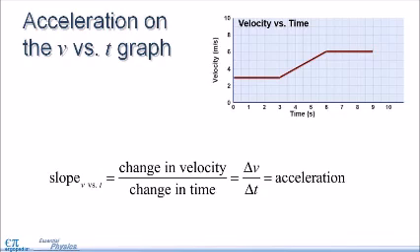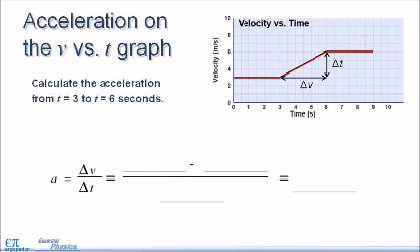Slope of velocity versus time equals change in velocity divided by change in time, equals dv divided by dt, equals acceleration. Calculate the acceleration from 3 to 6 seconds. Acceleration equals dv divided by dt, equals 6 meters per second minus 3 meters per second, divided by 3 seconds, equals plus 1 meter per second squared.